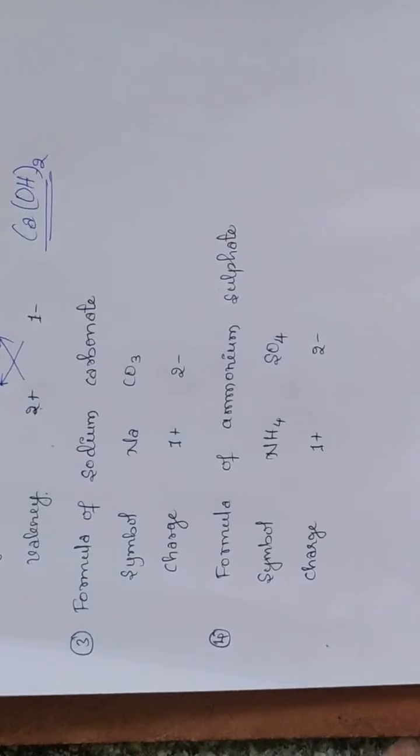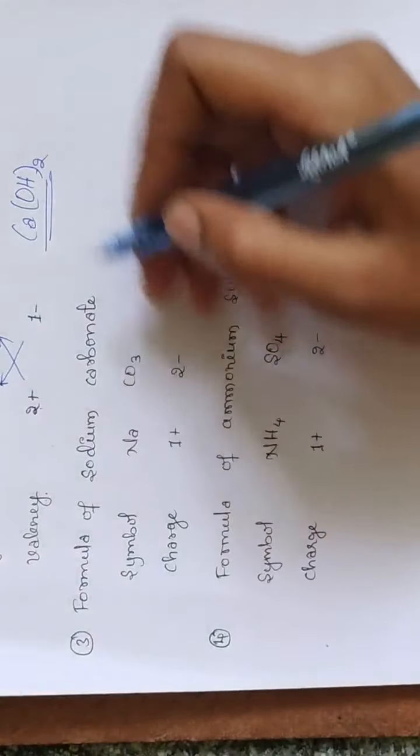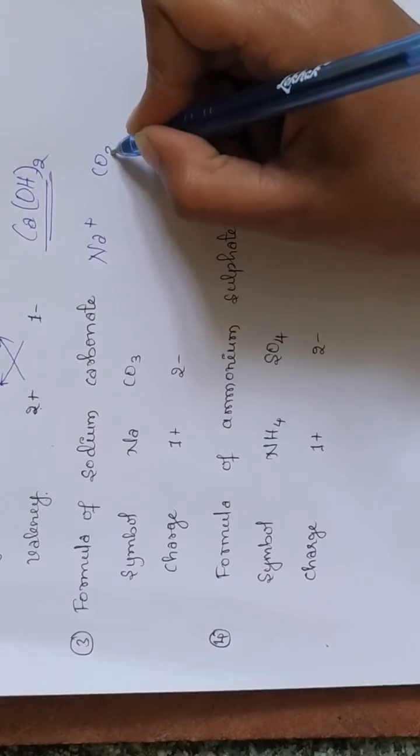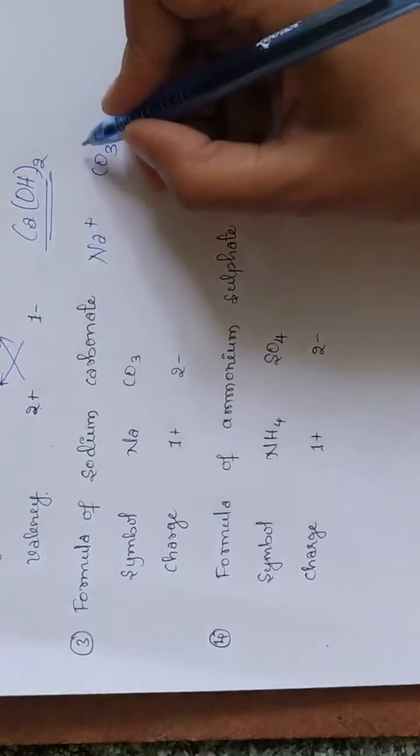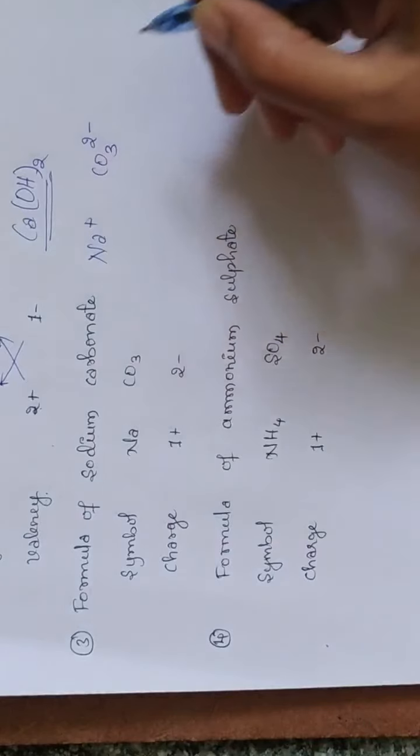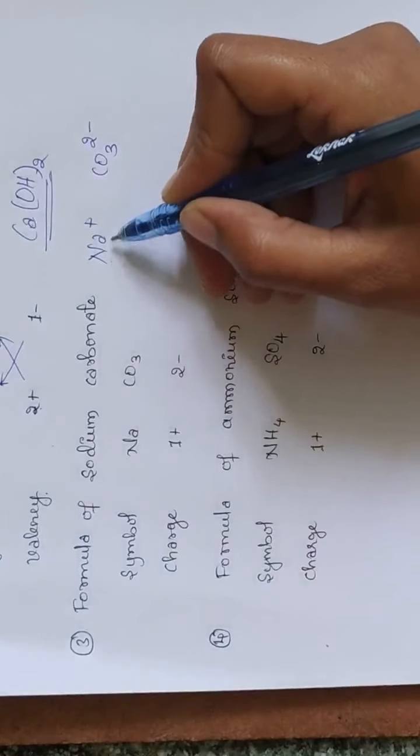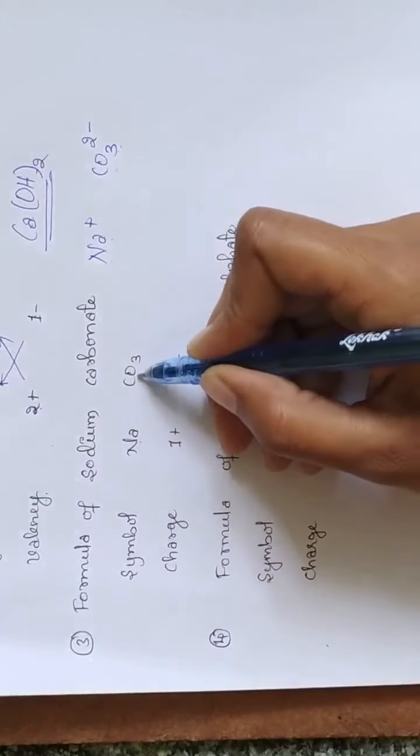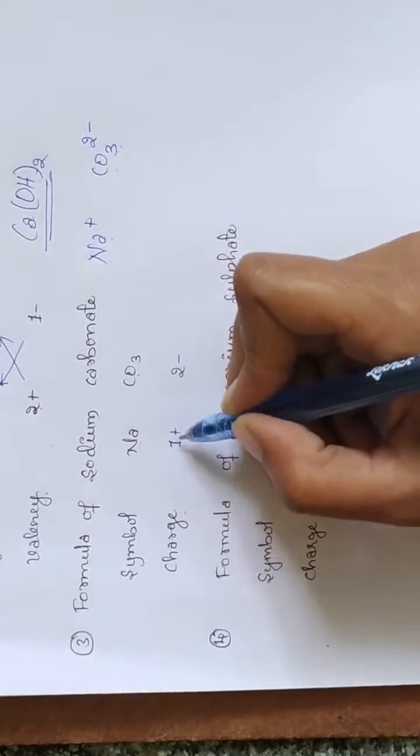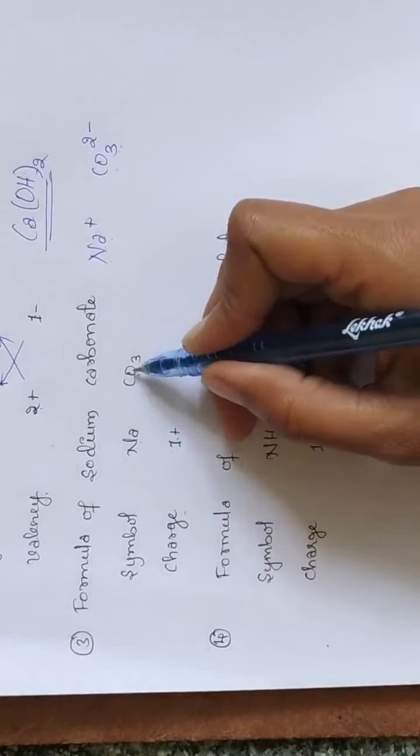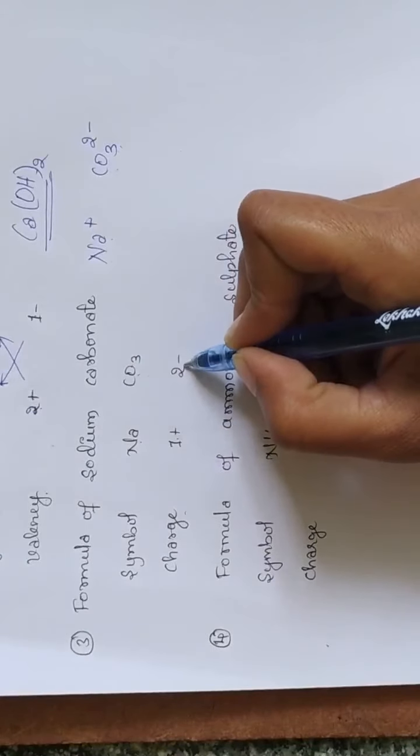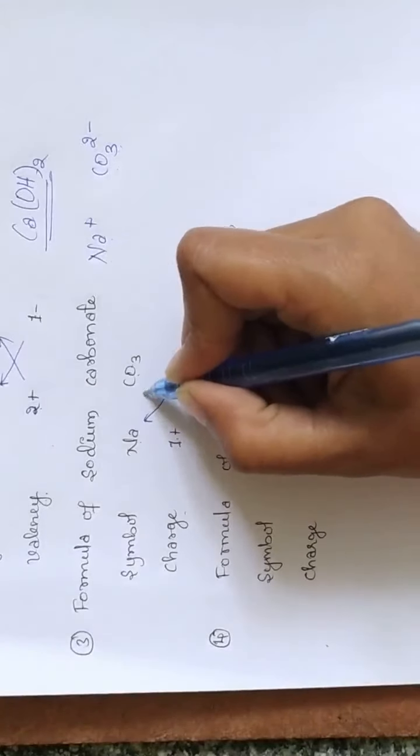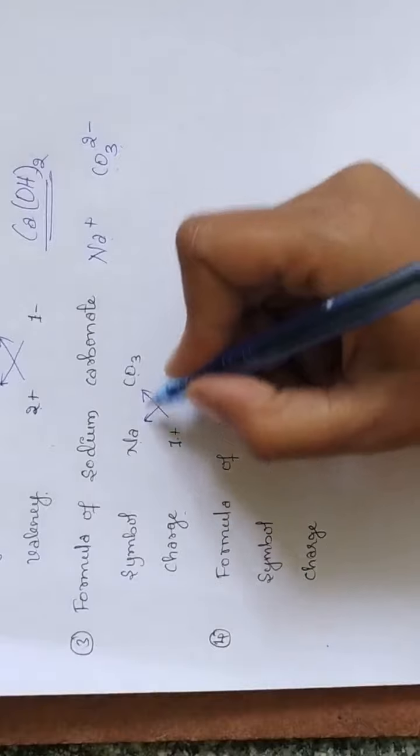We'll see the next example, that is sodium carbonate. The sodium ion combines with the carbonate, whose symbol is CO3 2 minus. This is the symbol of the sodium ion, and this is the symbol of the carbonate ion. See here, this is sodium carbonate. The charge on sodium is +1 and the charge on the carbonate ion is -2. So to balance the charge again we have to multiply.